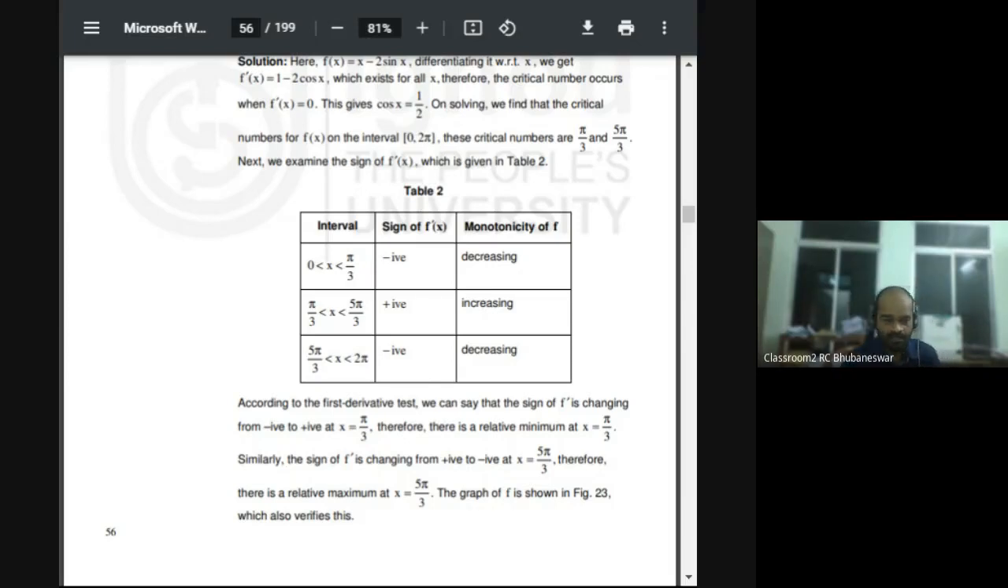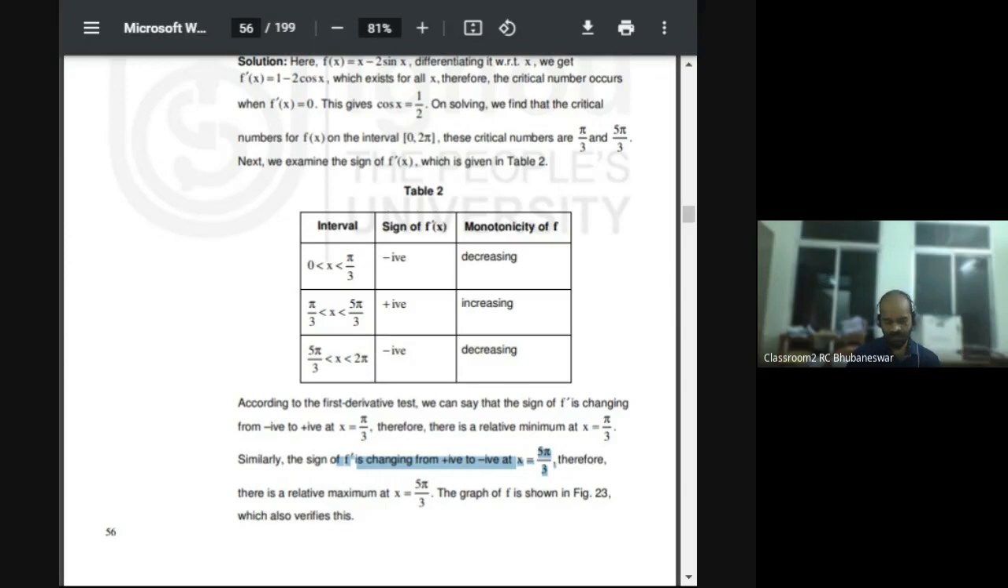Now again, if we look at the pattern of sign, the sign of the first derivative of f changes from positive to negative at the point x equal to 5 pi by 3. Therefore, we can conclude that the function has a relative maximum at the point 5 pi by 3. So this is the simple procedure to test whether a function attains a relative maximum or minimum value at a certain point by using the first derivative test.